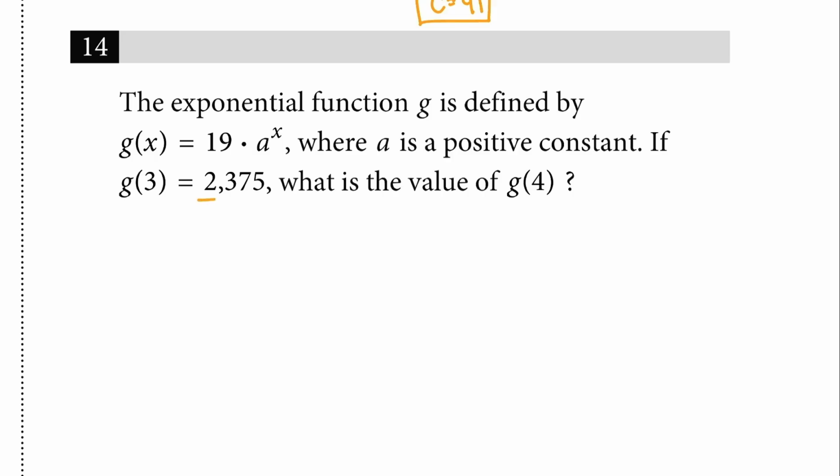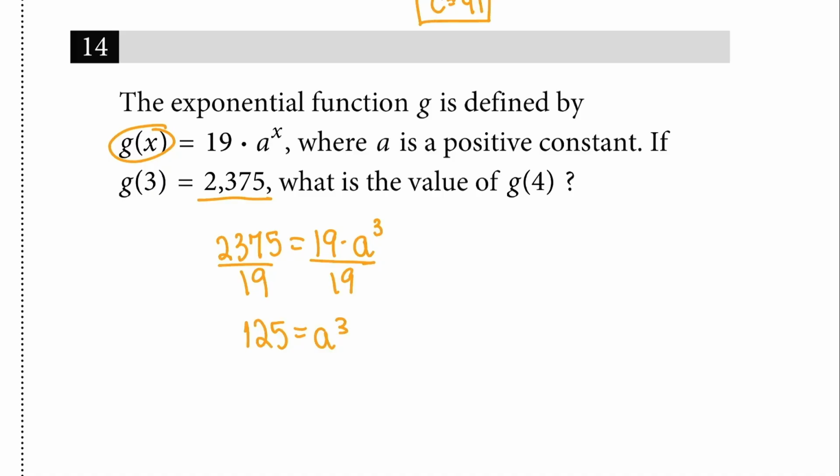So first, we're going to replace g of x with 2375, and then we're going to replace x with 3. So we're going to divide both sides by 19, and that's going to be 125 equals a cubed, and that's a perfect cube. So this is going to be a is 5. Now we can substitute this value into our original equation here.